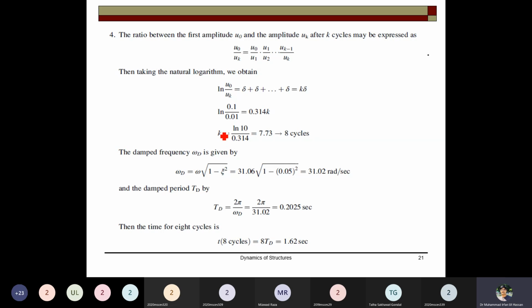Take the log to the other side. First take the 2 pi there, 2 pi zeta over root of 1 minus zeta square. Then take the log to the other side, that becomes the exponent. So you can determine e raised to power this. So e raised to power 2 pi zeta over root of 1 minus zeta square gives you the ratio of the amplitudes.